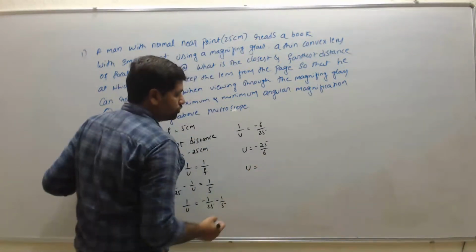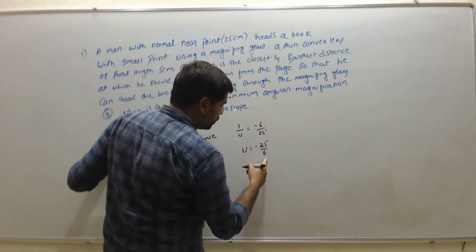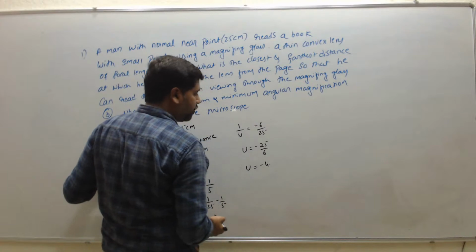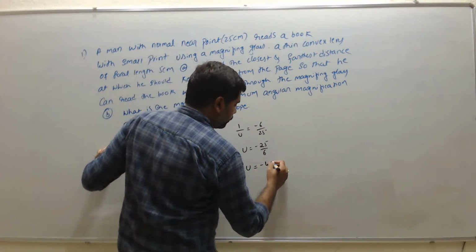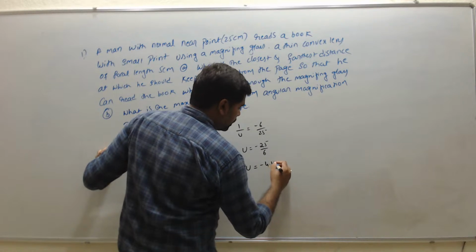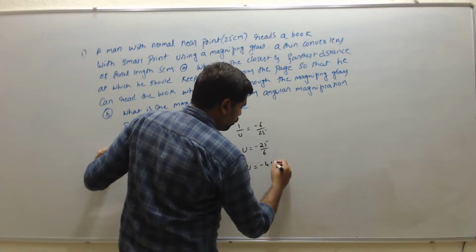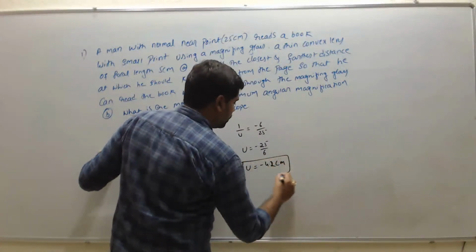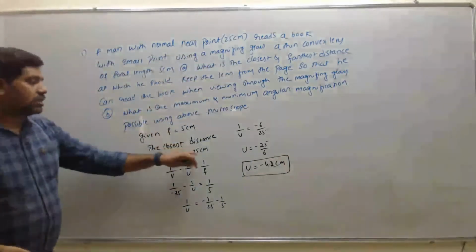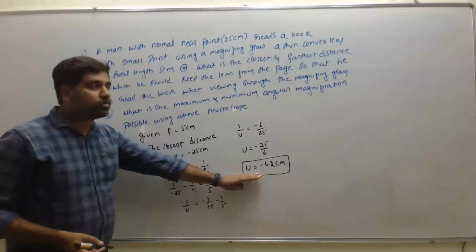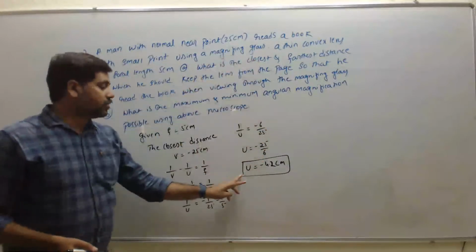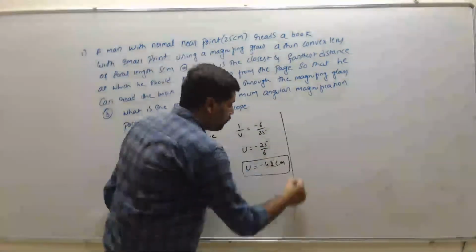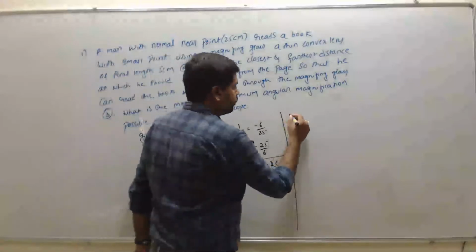So u equals minus 4.1, or approximately 4.2 centimeter. This one is the closest distance of the object, that is the distance between the object and the convex lens. So u equals minus 4.2 centimeter. Next is the farthest distance.